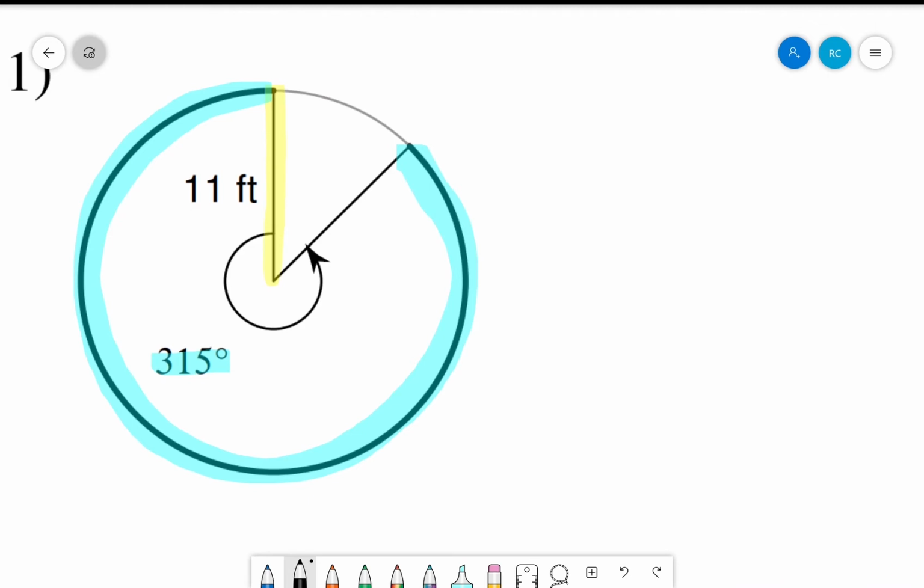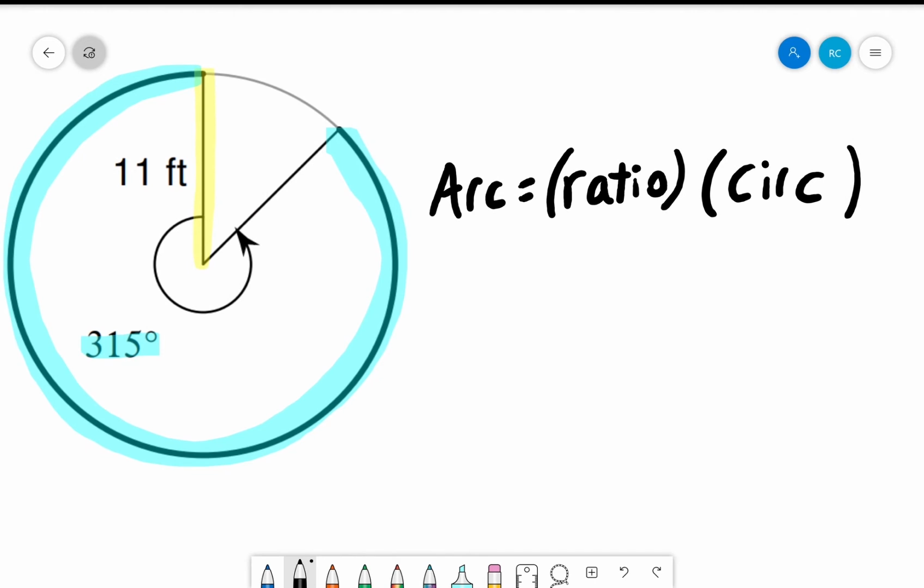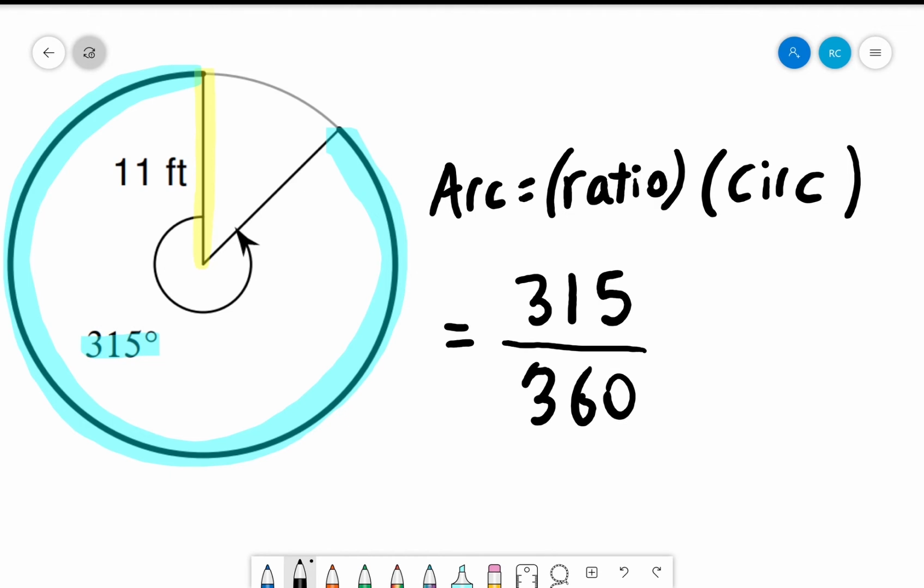So again, remember from previous videos that arc length is the ratio times the circumference. And in this case, we don't have either of those things yet. But I think you remember how to find the ratio. We have a 315 degree angle, and that is out of a total of 360 degrees in a circle. And we'll reduce that in a minute.